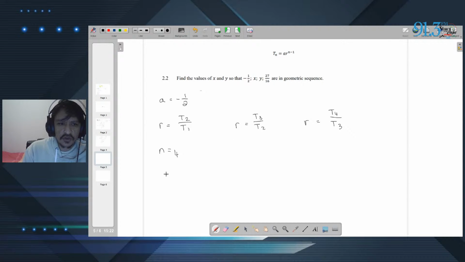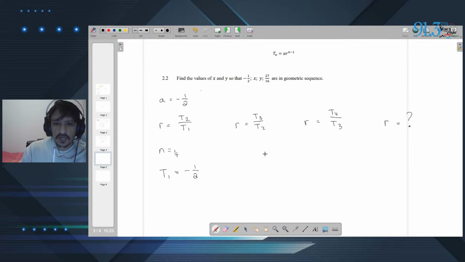I do know that my first term, T1, is equal to negative a half. So let's see what we have. We have a term value. We have the n value. Our R is unknown, so it's pretty much a question mark right now. So we can see we have an unknown. If we find R, that should assist us in solving for x and y. Let's see if that is the case.